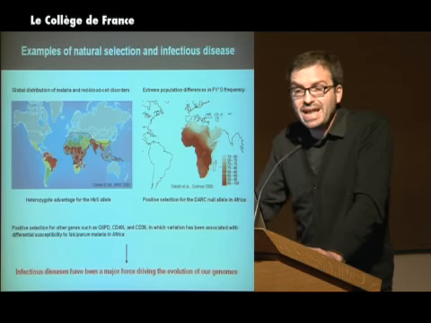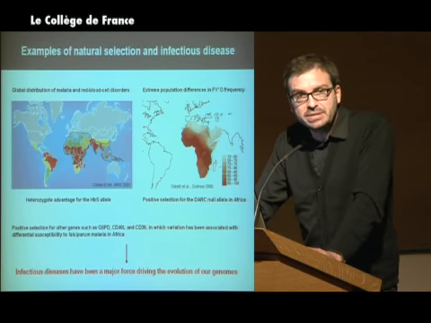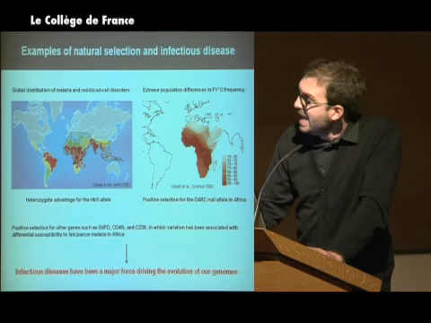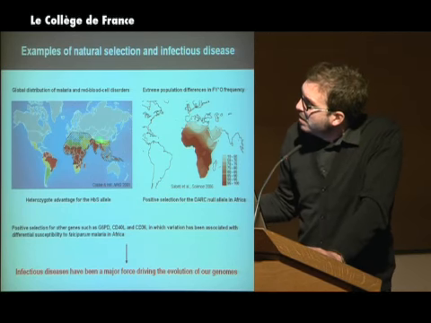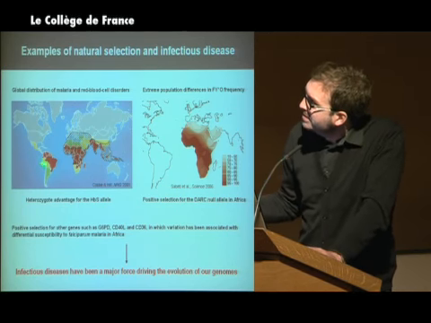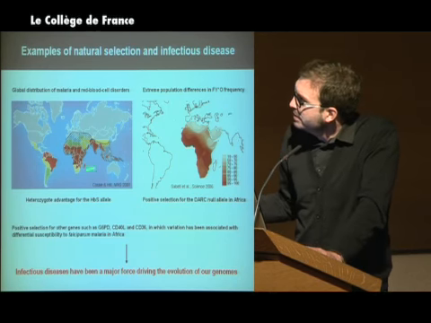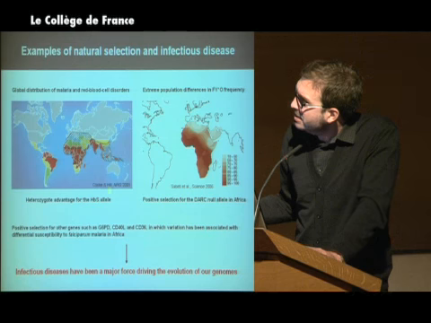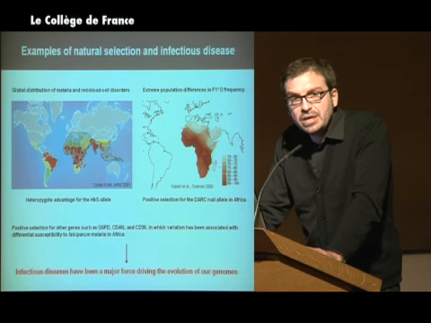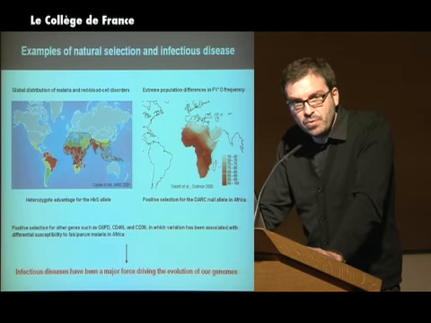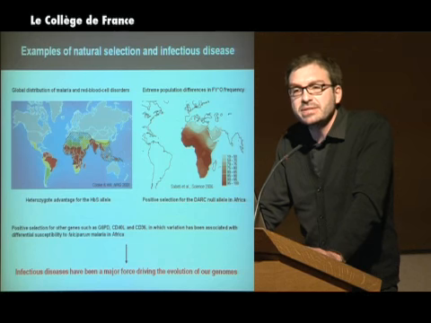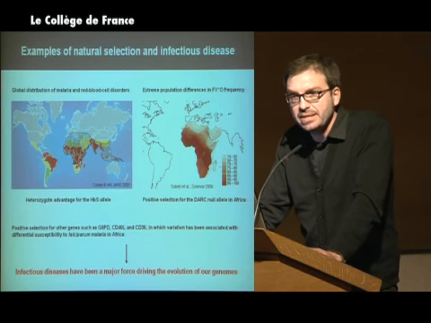The relation between natural selection and infectious disease is not something new. Already Allison in the 50s realized the overlapping distribution of red cell disorders and malaria, which led eventually to the discovery that if you are a heterozygote for the HbS allele, you are better protected against malaria, whereas if you are a homozygote for the HbS allele, you will develop sickle cell anemia.